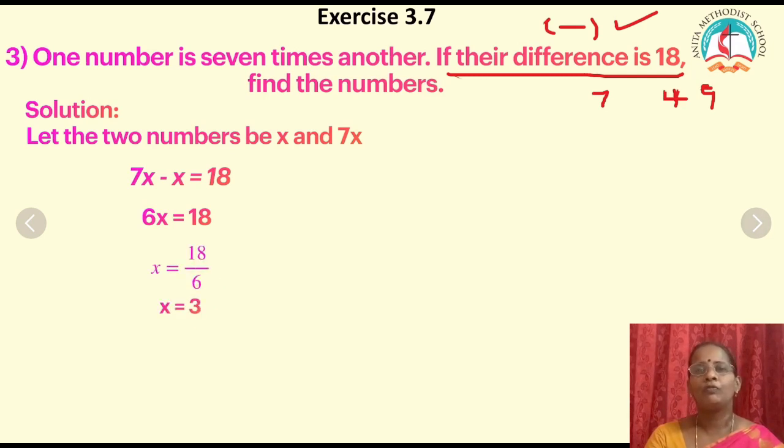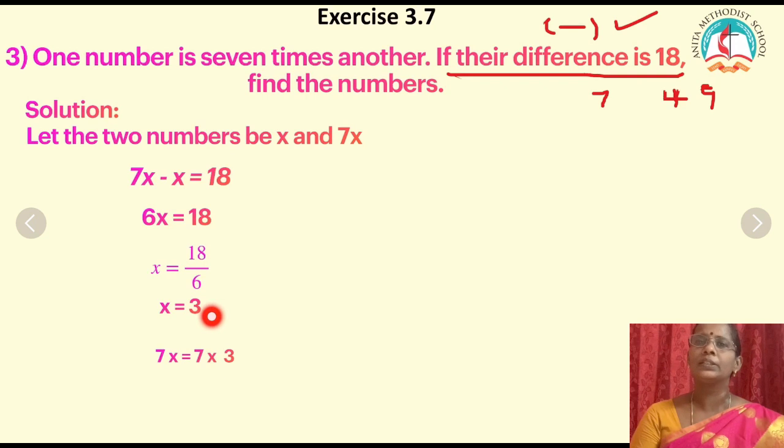Now I want to find the numbers. So x as well as 7x. You have to find both x and 7x. So x is 3. Therefore 7x is 7 3s are 21. Clear all of you children?